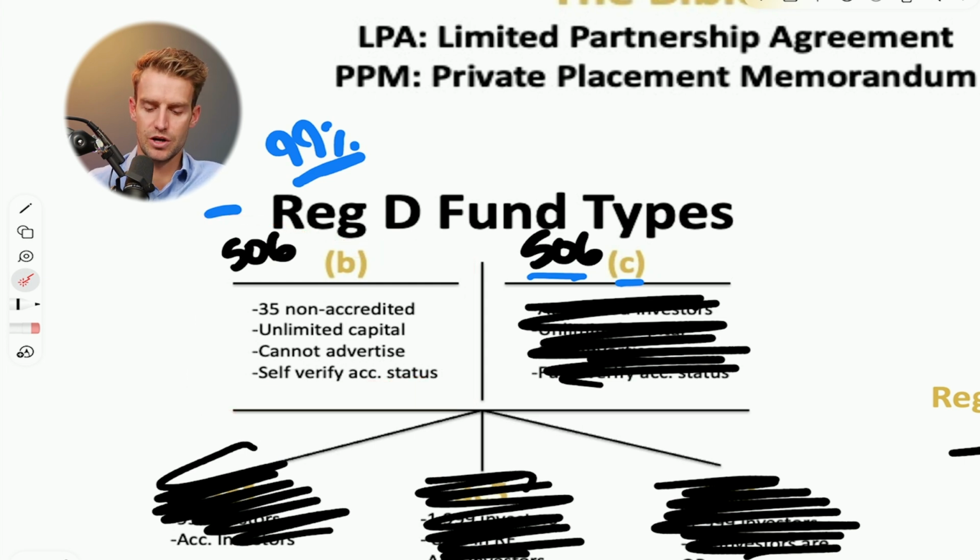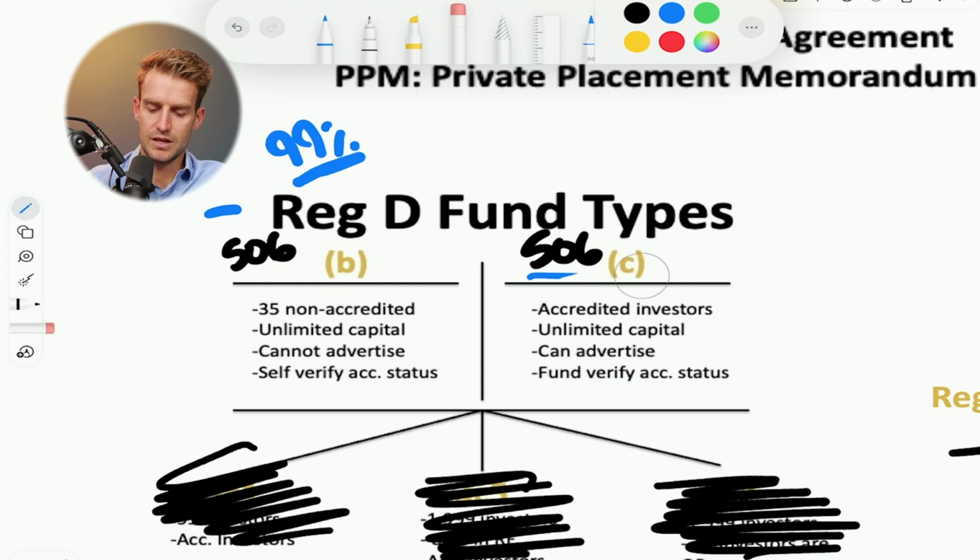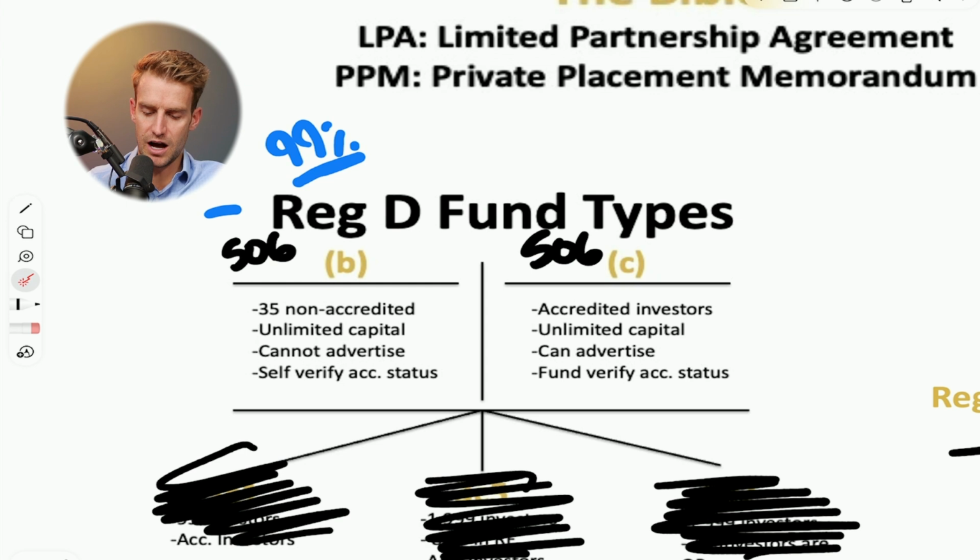As of a few years ago, they came out with the Reg D 506C. Okay, the C is right here. You can raise from accredited investors. You can raise unlimited amounts of capital. You can advertise, you can publicly do advertising, but the fund must verify accredited investor status.